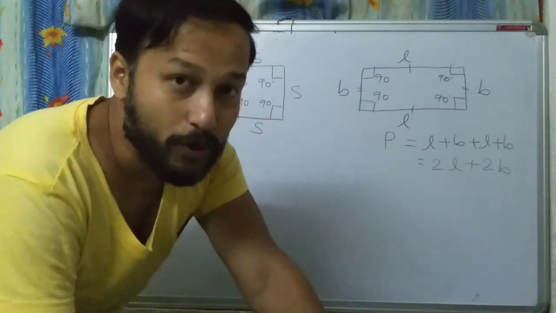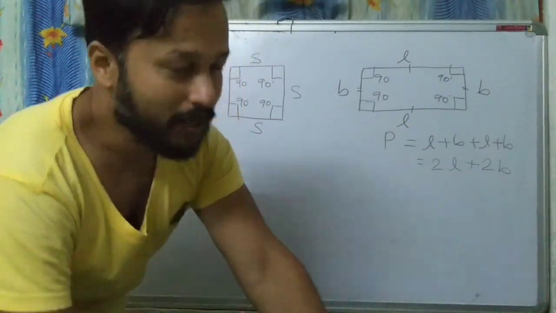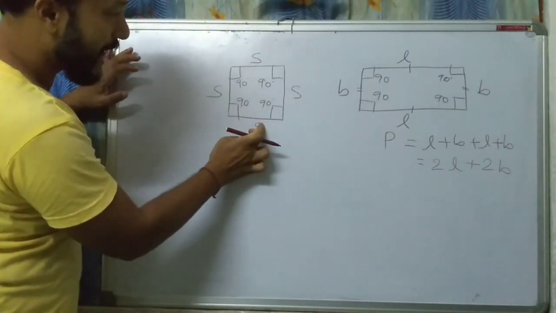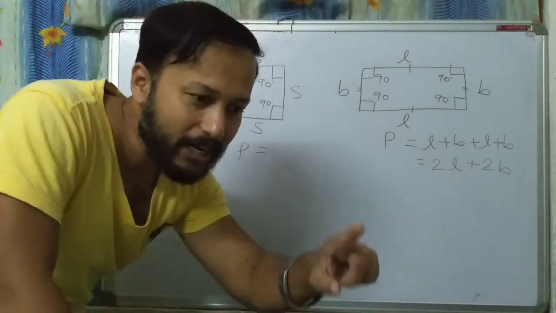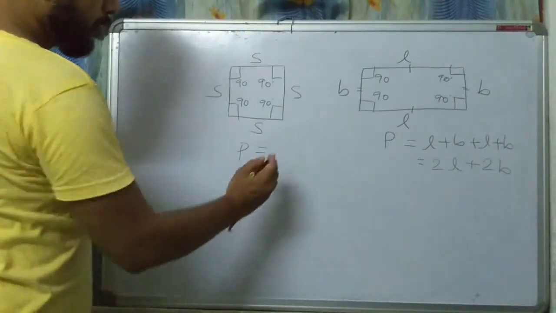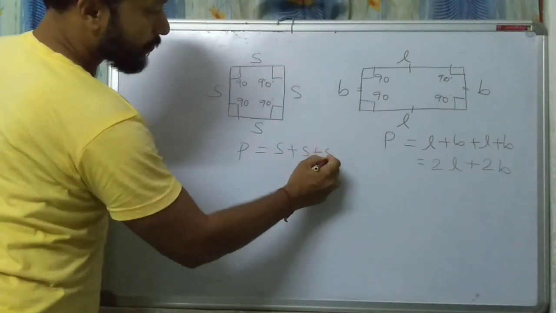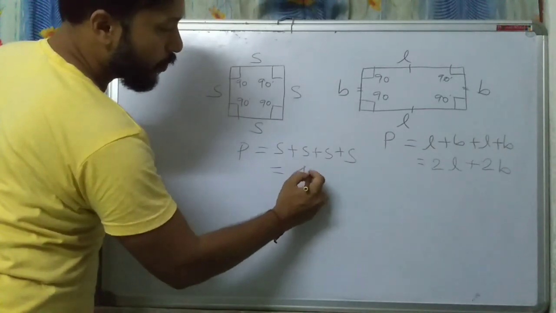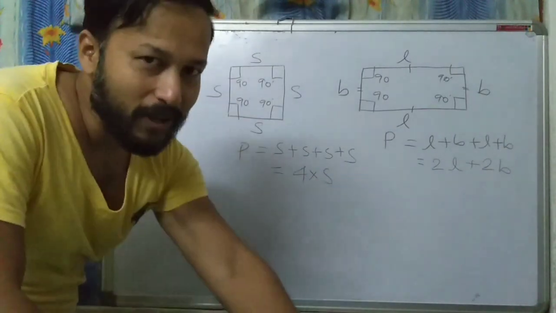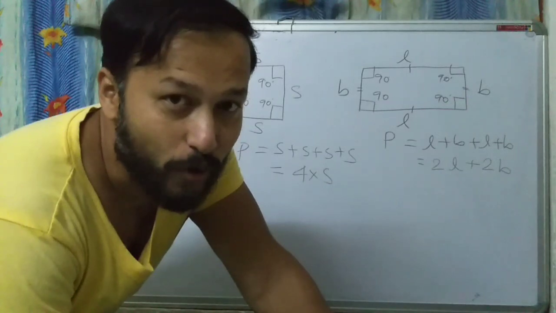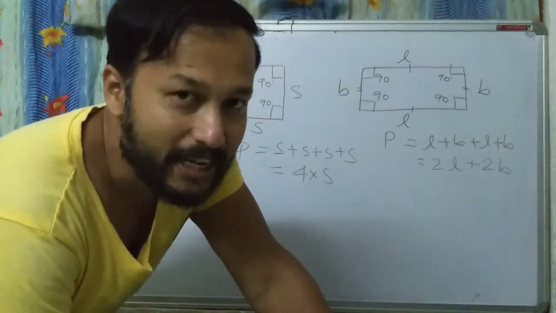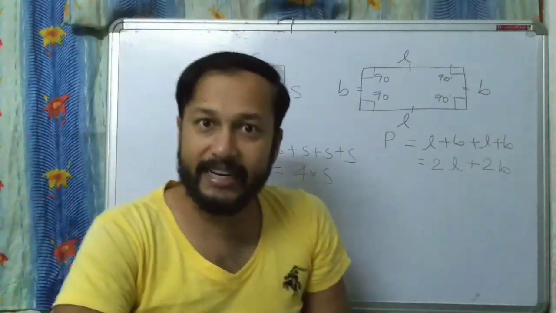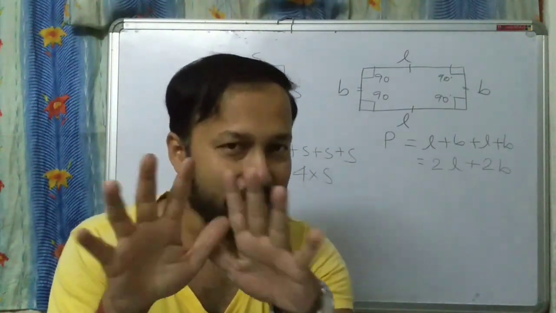Now let's see what is the perimeter of a square. Perimeter equals side plus side plus side plus side. Here also I am adding all the sides. 1, 2, 3, 4. That is 4 into S. So what is the perimeter of a square? 4 into S. S means the side of the square. Understood? Perimeter is clear.